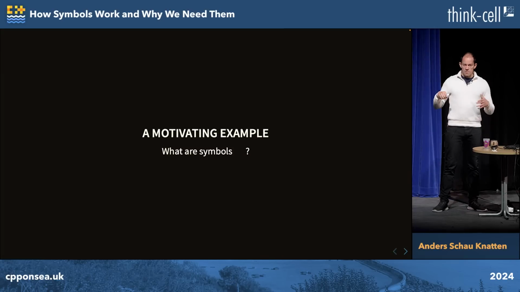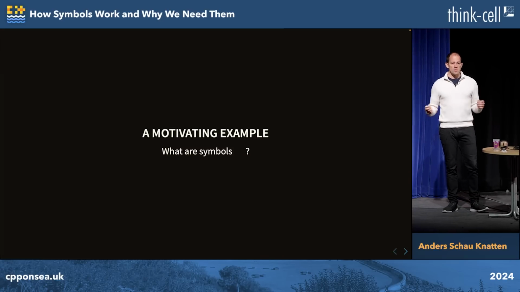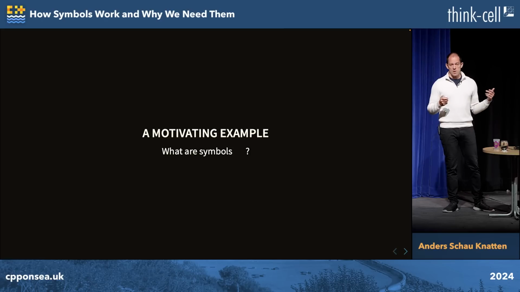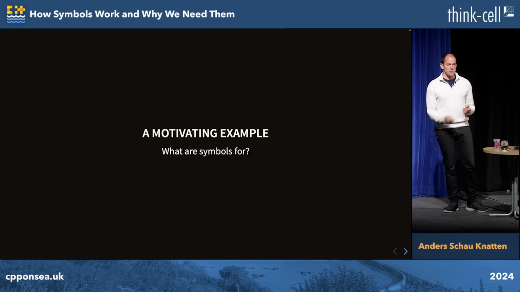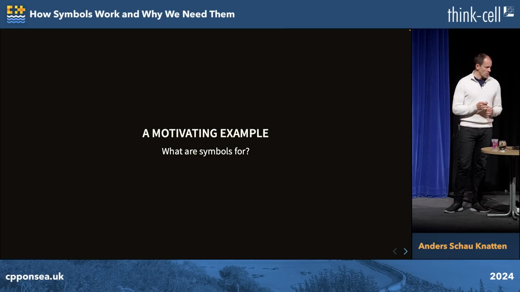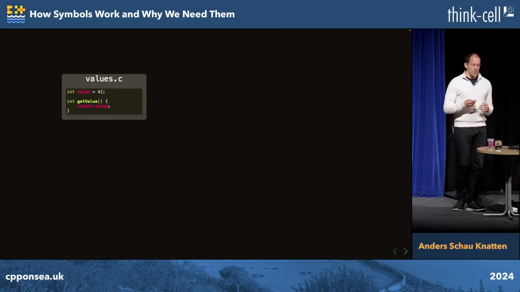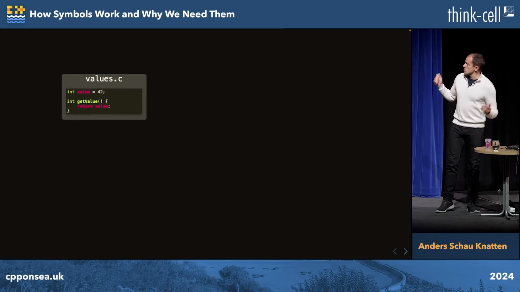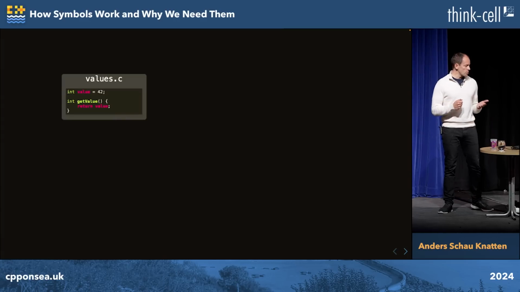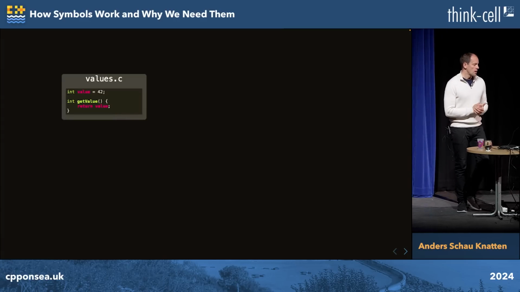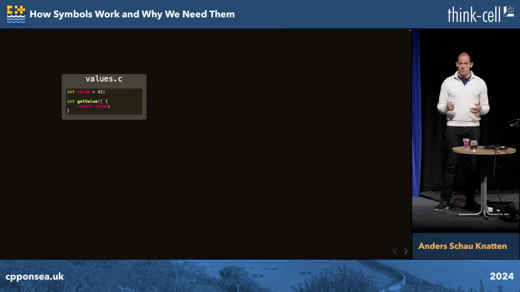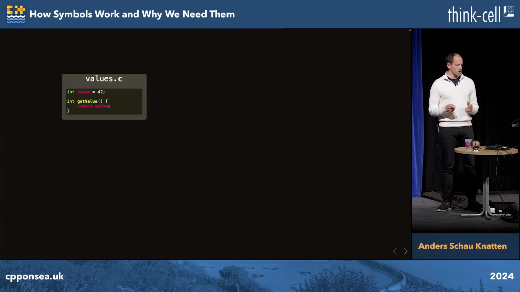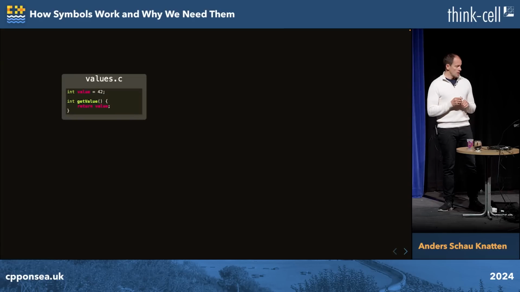So we'll have one simple motivating example that we'll come back to throughout the presentation to answer what symbols are and what they are for. This is the small example we'll have. We'll have this values.c, or it could be CPP or whatever, where you have a global variable called value, and you have a function called getValue, which just returns that value. So that's a pretty simple thing we have in one file.